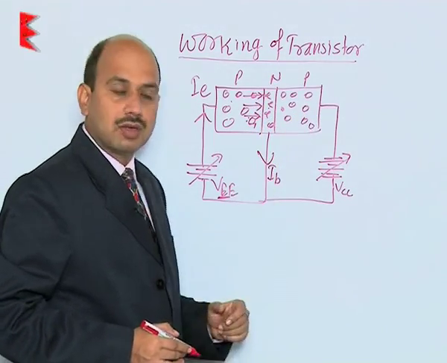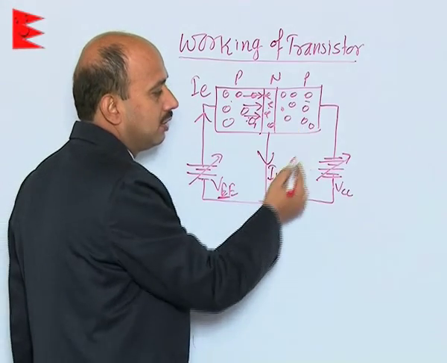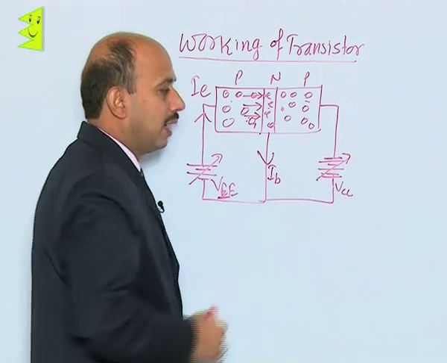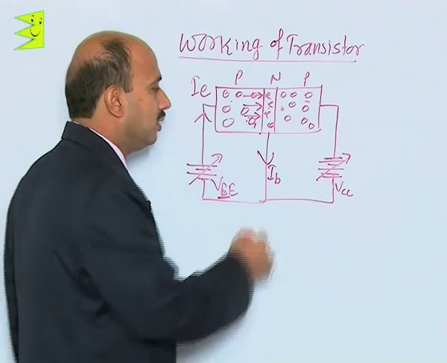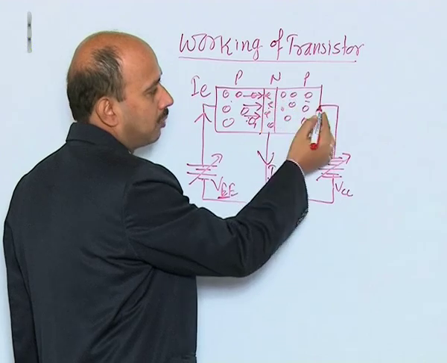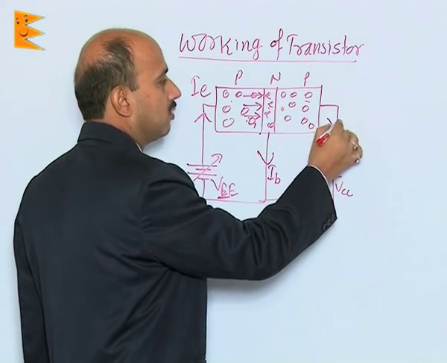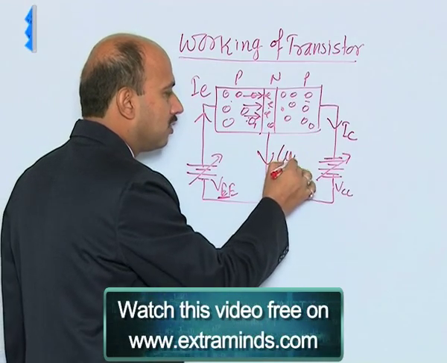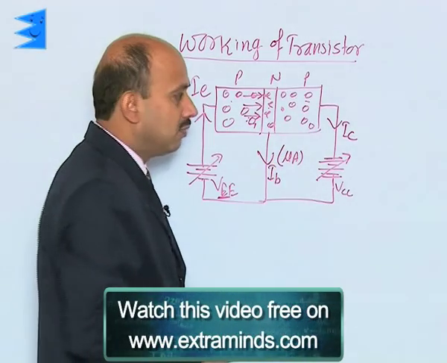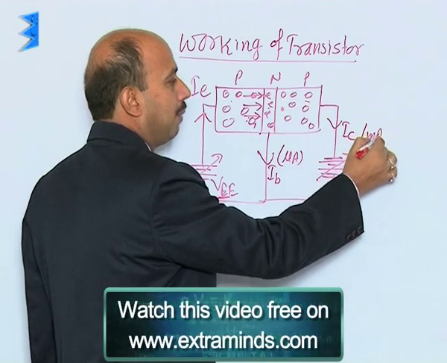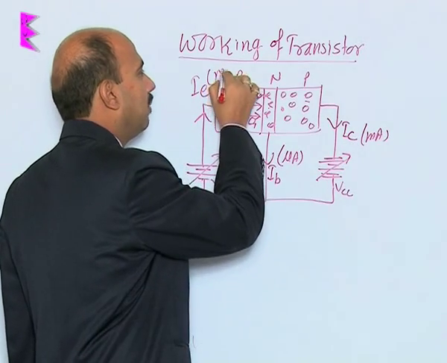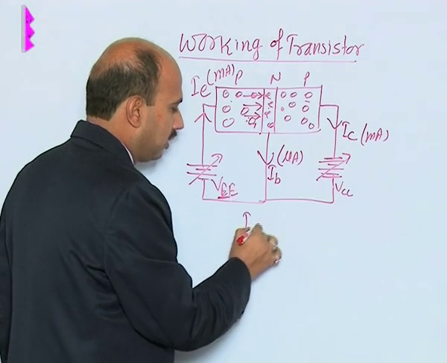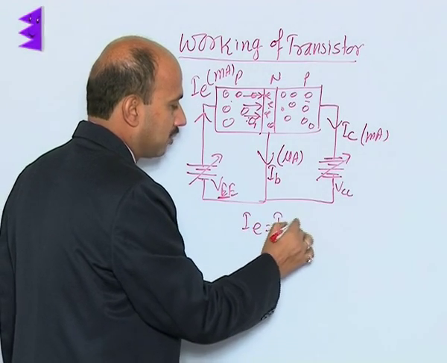When these holes are here, they are attracted by this negative terminal, so again the holes get neutralized by electrons. Because of this movement of holes to this side, current flows to this side, and that is called IC. The value of base current is very small, measured in microamperes. The value of collector current is measured in milliamperes, and IE is also measured in milliamperes. The total current in this circuit is IE equal to IB plus IC.